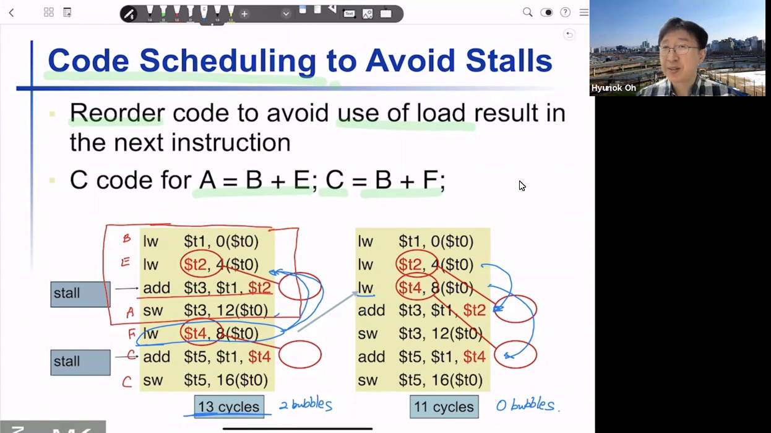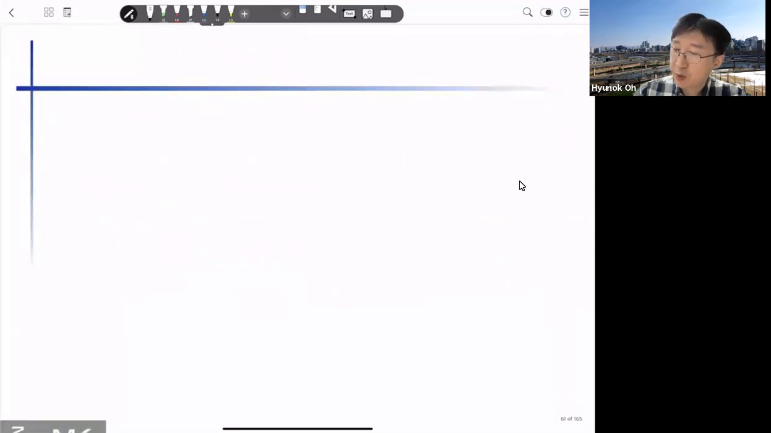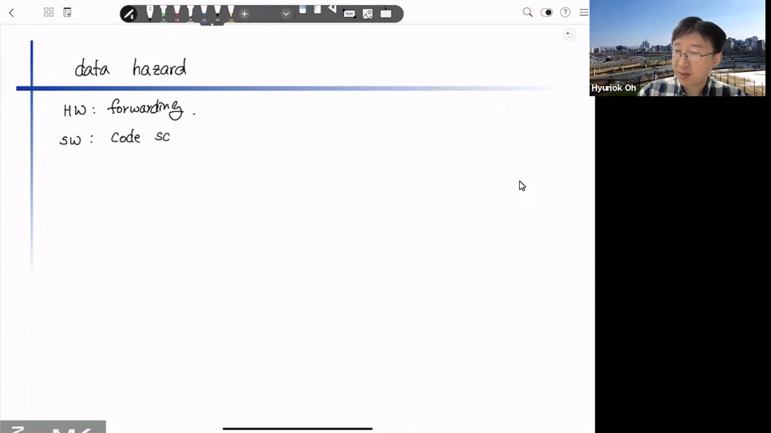So for this data hazard, we have two approaches. One is the hardware approach, which is forwarding logic. But we can still find load-use data dependency cases. In that case, we use the software approach, which is compiling, called scheduling. In most cases, the software approach means the compiler approach. The compiler changes the order of the instructions, and then we can improve the performance.